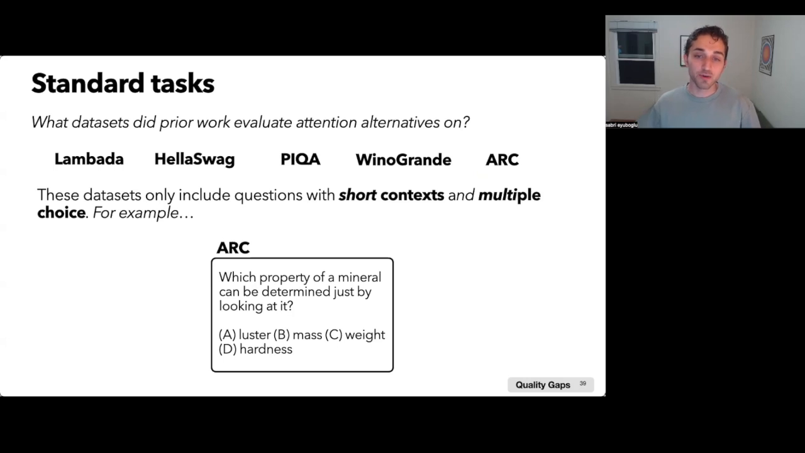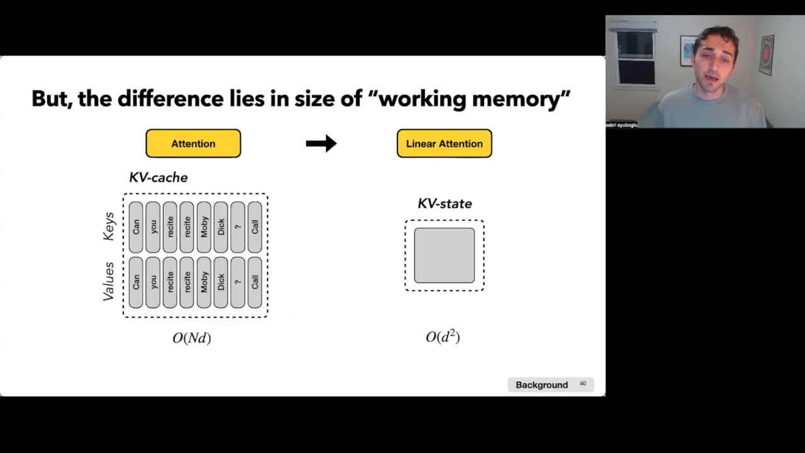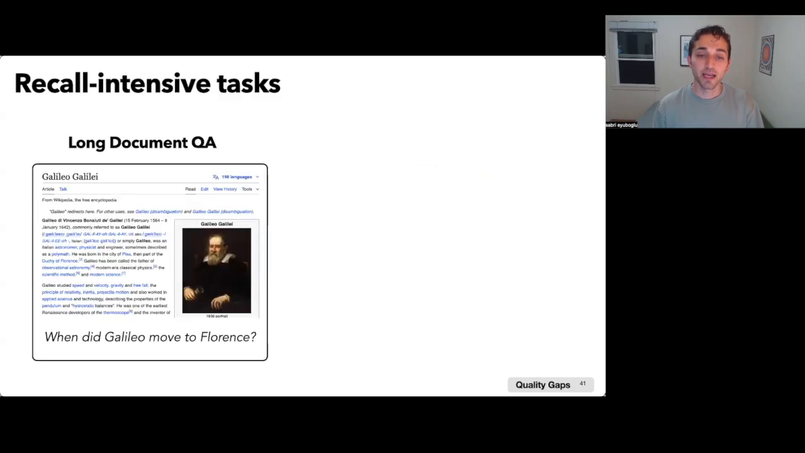For example, this question from Arc is only a few dozen tokens long, and it's still pretty representative of all the data sets in this standard suite of tasks. But the difference between these models lies in the size of their working memory, and the questions are really short, so it's unsurprising that they perform just as well.